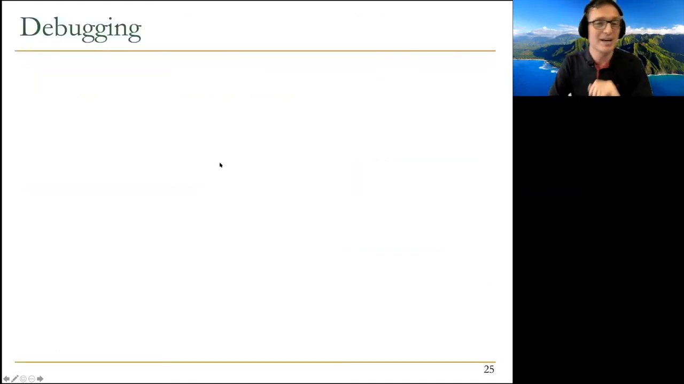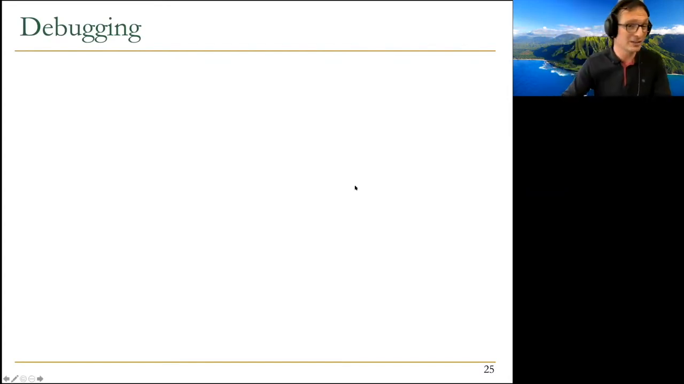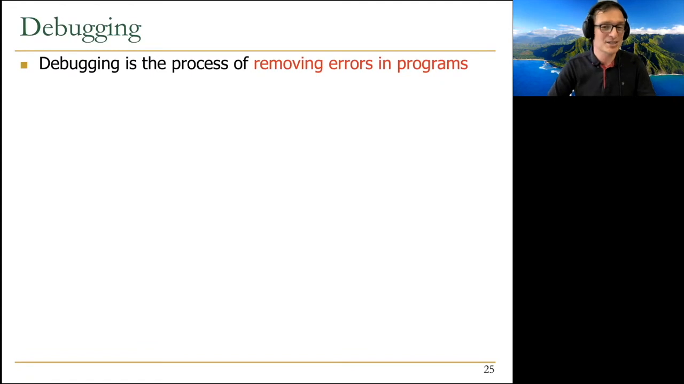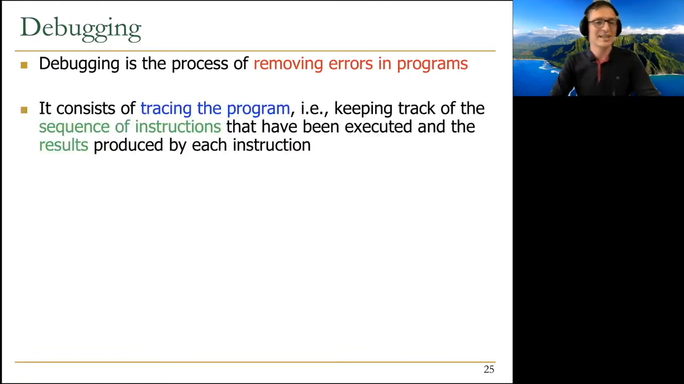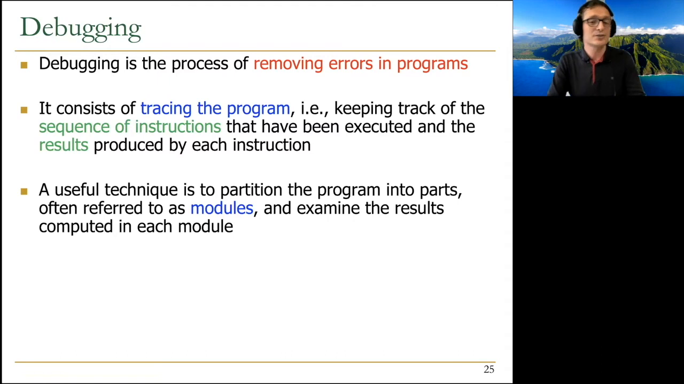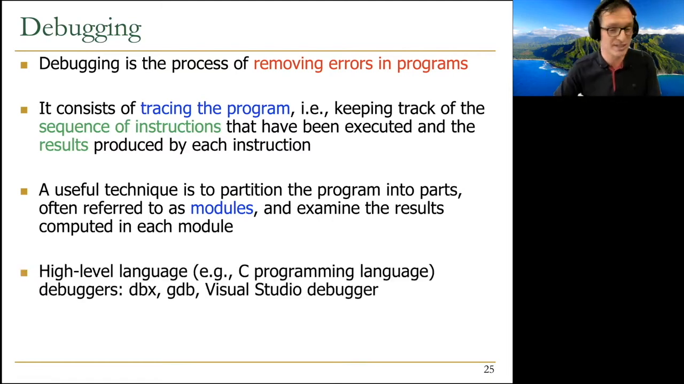So let's talk about debugging, because it's going to be something important that you do in all your programming, including your Verilog programming. This is the process of removing errors in programs. It consists of tracing the program, keeping track of the sequence of instructions that have been executed and the results produced by each instruction. It's clearly a useful technique, right? And one way of making it even more useful is to partition the program into parts like modules and examine the results computed in each module separately.